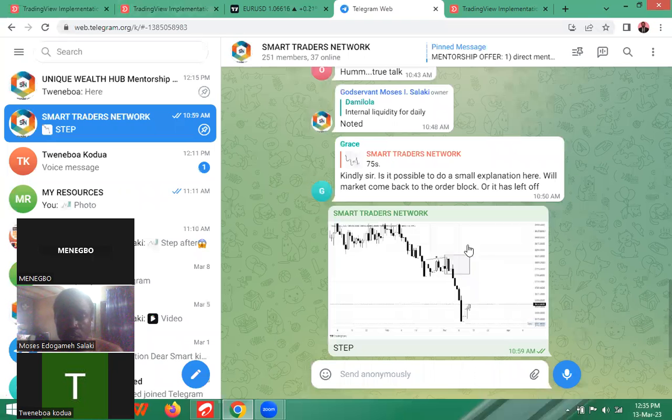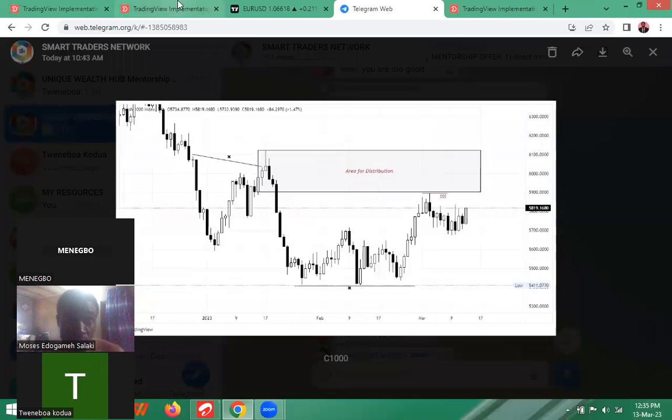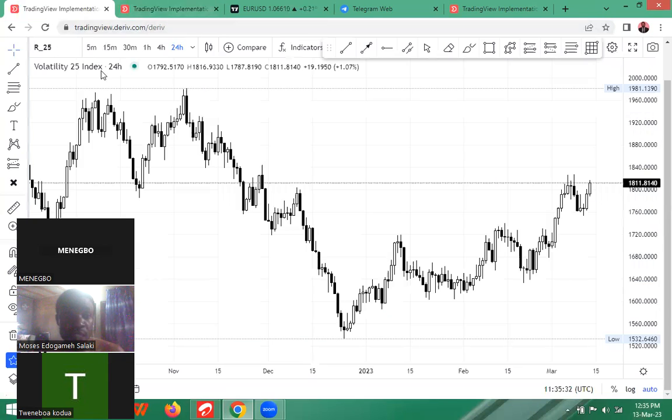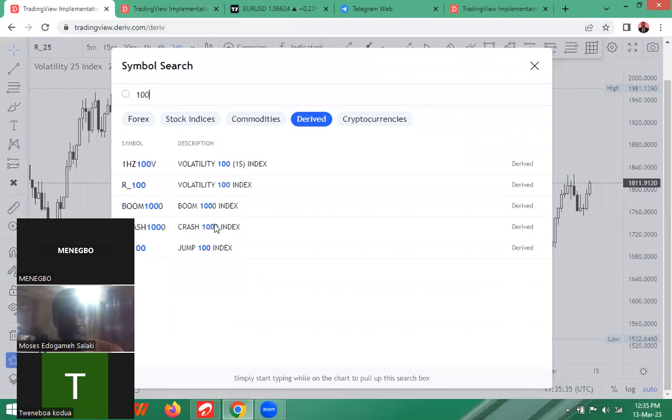You saw the entry on this Crash 1000. What I'm expecting for Crash 1000. Yeah, Crash 1000. Price gave some move, but I just got some of the sell and I left because I was trading against the trend.